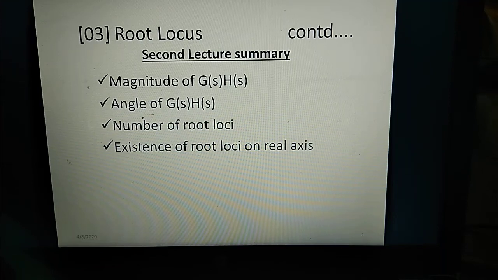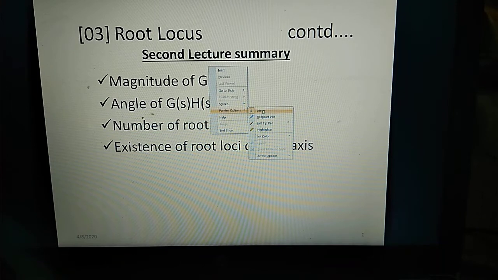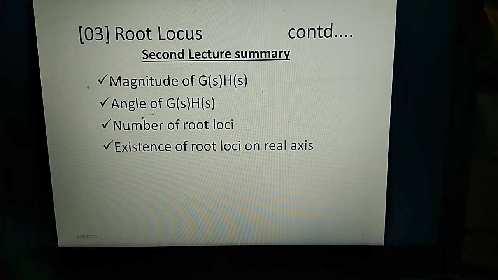Hello everyone. Now I am going to start the third lecture of the root locus. Before moving towards the third lecture, let us summarize the previous lecture. The first part we discussed in the previous lecture is that the magnitude of GH is equal to 1.